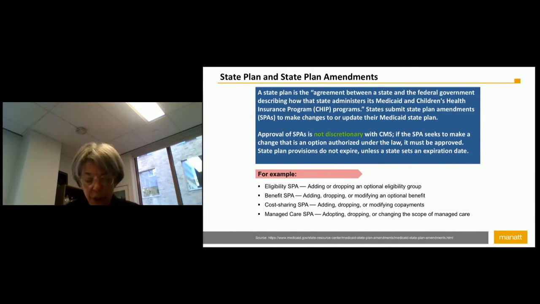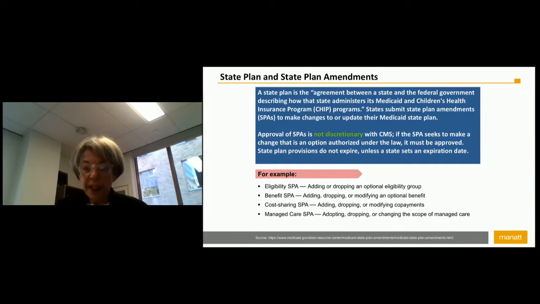So for an example, if you look at the kinds of SPAs that happen frequently in any given state, if you look at a benefits SPA, dental benefits for adults are an optional benefit, not for children, but for adults. So if a state wanted to take up a dental benefit for adults, it would do a state plan amendment to tell the feds and to tell the public, yes, I am now covering dental benefits for adults, and here's the nature of that benefit, and here's how I'm going to pay for it. Similarly, if a state decides it's no longer going to do dental benefits for adults, it would submit a state plan amendment to delete that part of the state plan and to no longer cover that benefit.